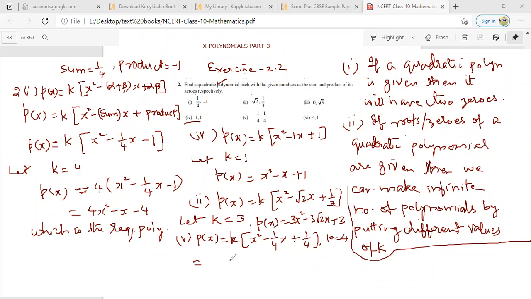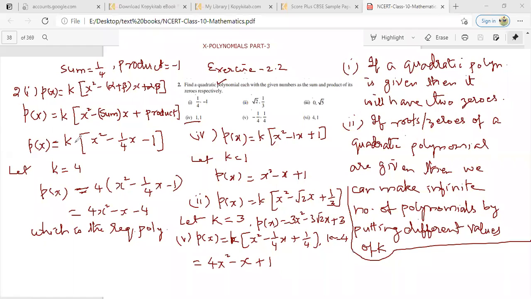So we get 4 multiplied inside. So 4x square plus x square, 4x minus x. Sorry, minus x. 4 will get it. Minus x plus 1.